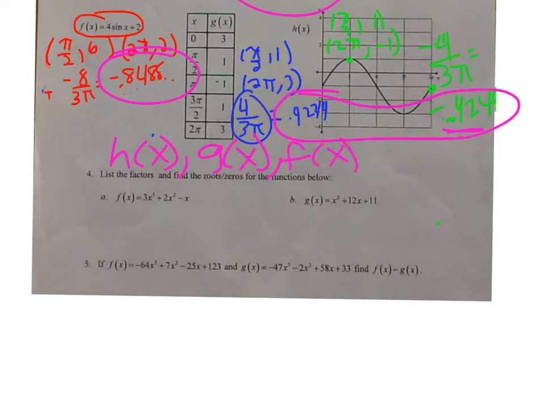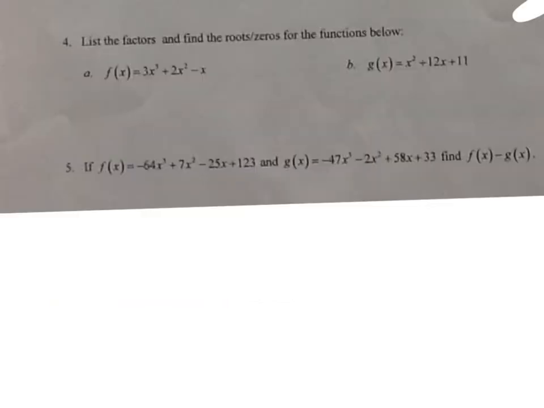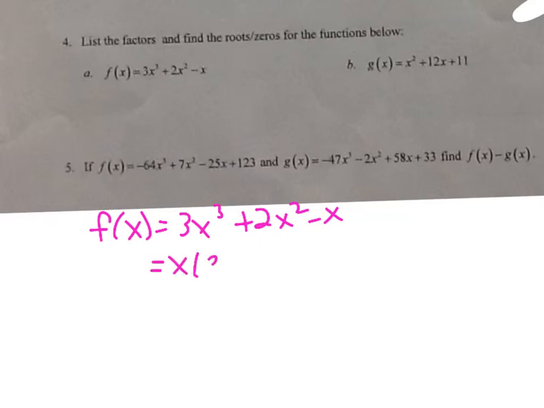Okay, so let's take a look at number 4. Number 4 says to list the factors and find the zeros, or roots. So we're looking for the zeros of the functions below. So let's start with f of x is equal to 3x cubed plus 2x squared minus x. So I notice there is a GCF, so I factor out the GCF. So it's x times 3x squared plus 2x minus 1.